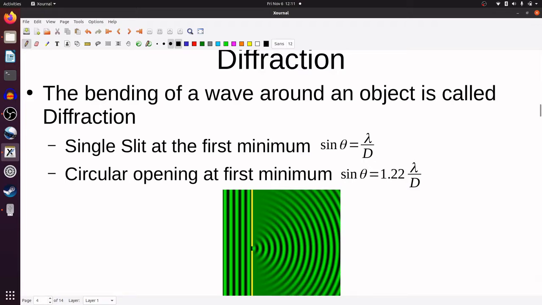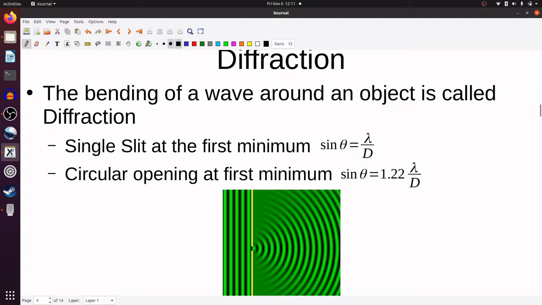Okay, diffraction. And I've kind of talked about this already. Basically, when a wave bends around an object, that's called diffraction. At the beginning of chapter 16, I talked about the cylindrical water cloak. Basically, it uses diffraction to bend the water waves around the object.